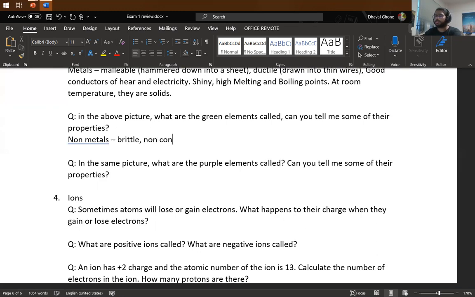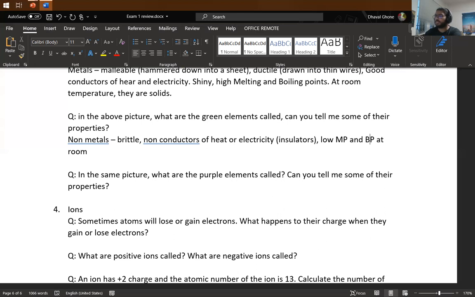They are non-conductors of heat or electricity. That means they're insulators, that's another word for that. They have low melting points and boiling points. So since they have already melted or boiled away at room temperature, they are either gases or liquids.